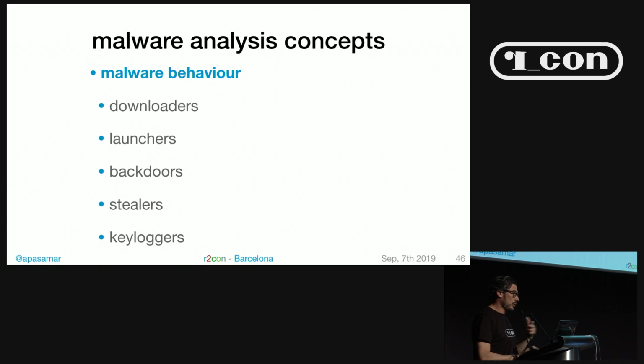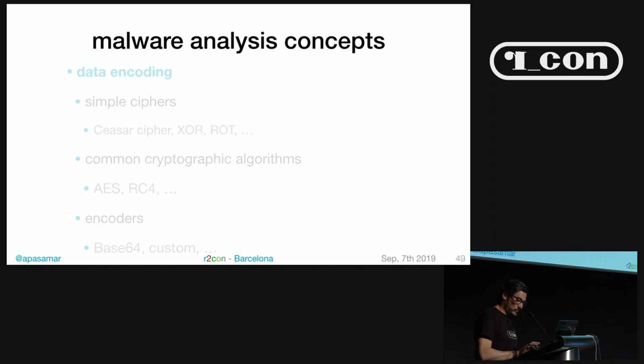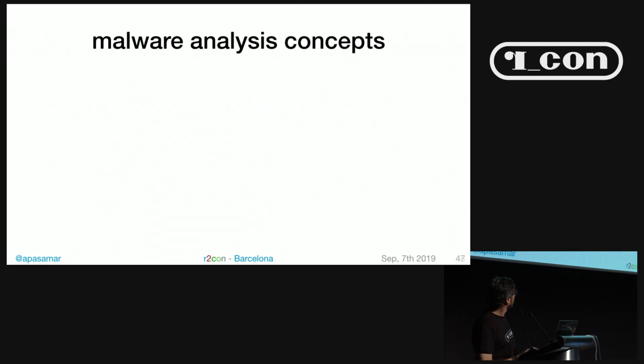Malware can be a downloader, a launcher, a backdoor, stealers, keyloggers, and we will see these differences when we analyze the code. Also the persistence mechanism. Okay, if there are some Windows registry keys or something like that, or it is trojanizing binaries in order to start with those system binaries, or DLL hijacking or something like that.